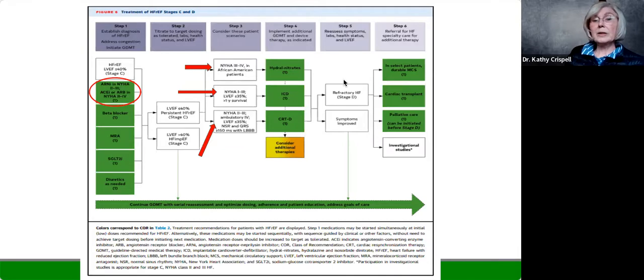All right. Another example is in this box right here. If you are stage C or D, you are New York Heart Association class 1 through 3, and you have an EF of less than 35%, and you have a greater than 1 year expected survival, then an ICD is an appropriate therapy to be offered to you, okay? So that's how this information is used.